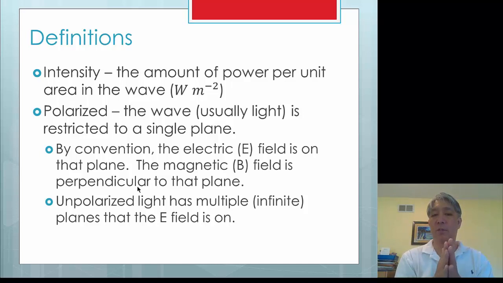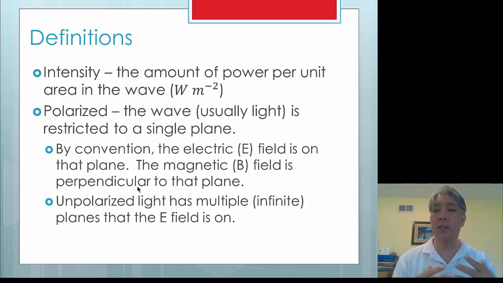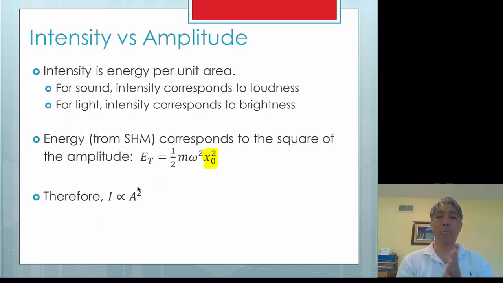Unpolarized light will have the electric field traveling in multiple planes. So one part of the light may be going this way, another part is going this way, another one is going this way. Okay, so that's unpolarized. By polarizing it, we're limiting it to just one plane.